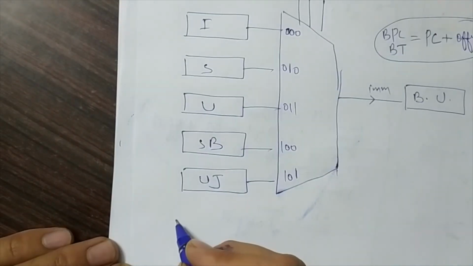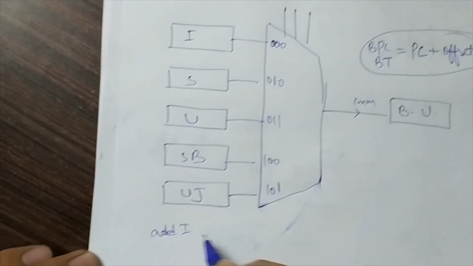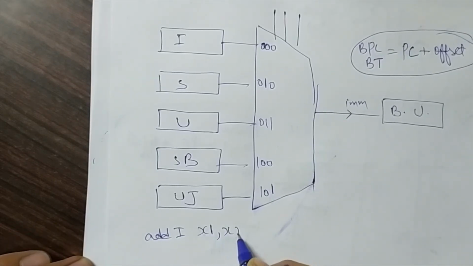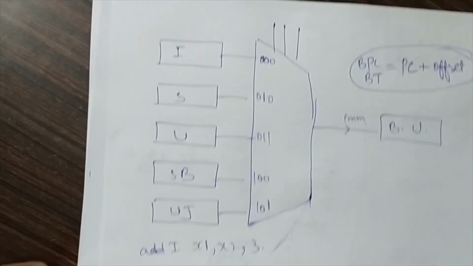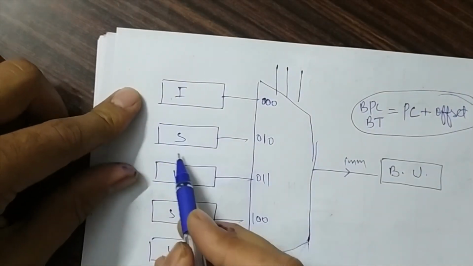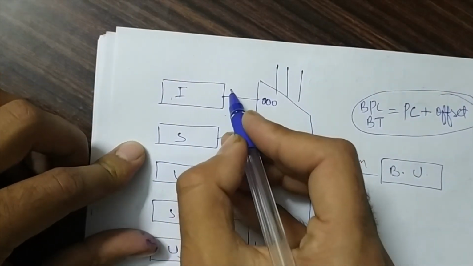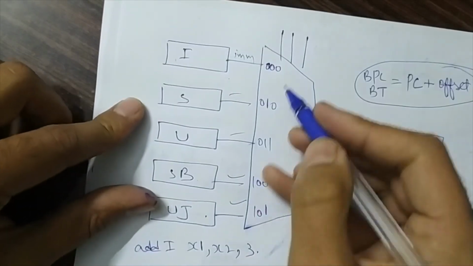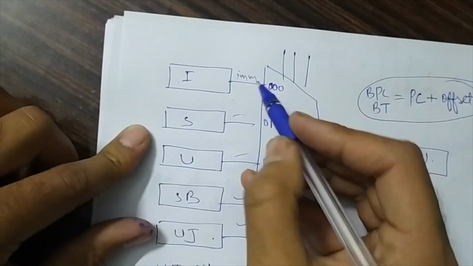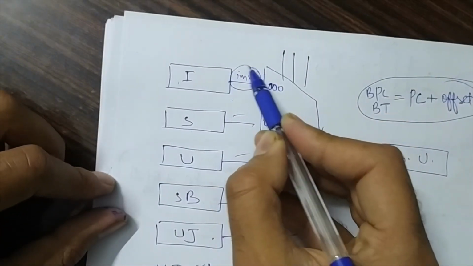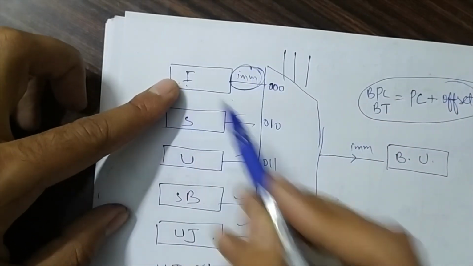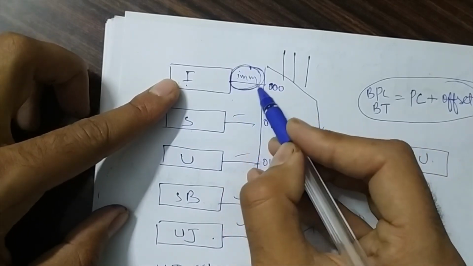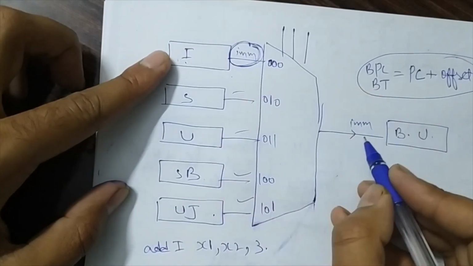Let's say our instruction is addi x1, x2, 3. So these blocks will generate the immediate, this will generate its immediate, this also, this one, and this one. And this multiplexer will choose which one? This particular immediate, because this is an I format instruction. So it will choose this particular immediate, and this immediate reaches here.